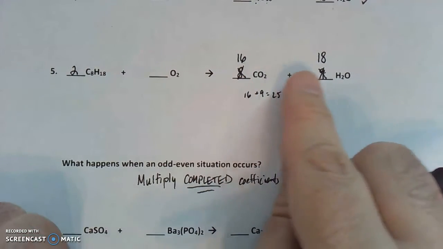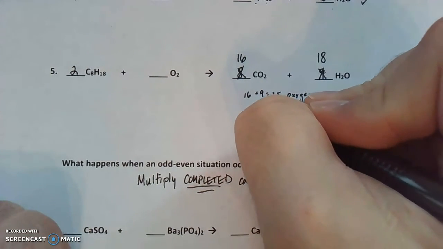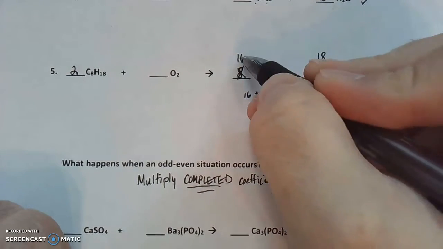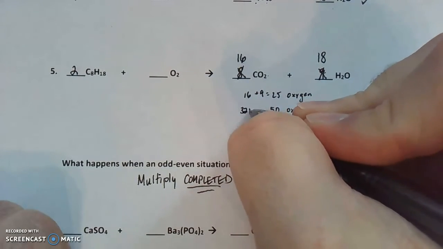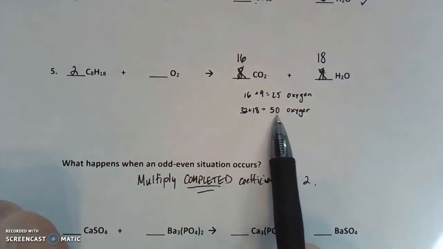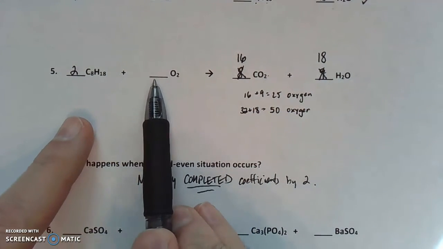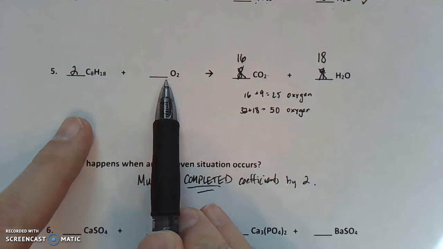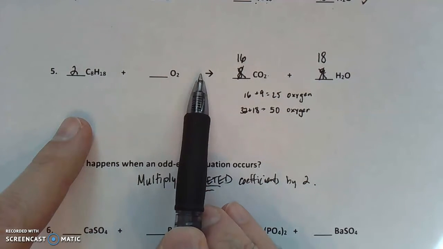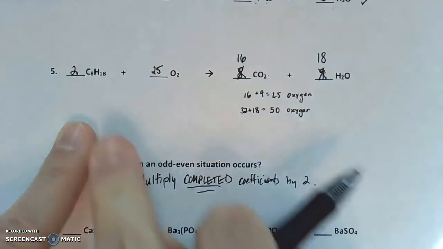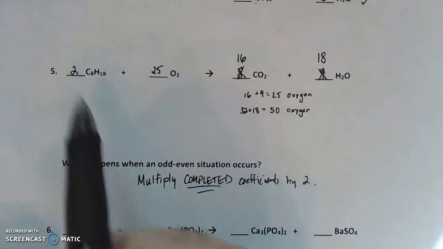Since I multiplied both of these by 2, that gives me 50 oxygen now. So it gives me 16 times 2, 32, plus 18 times 1, 18. That equals 50. Now, I can easily put a number in front of here. What number times 2 is equal to 50? That would be 25. So these are still in lowest terms.